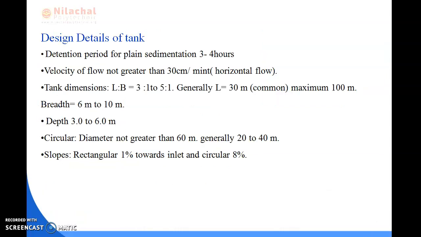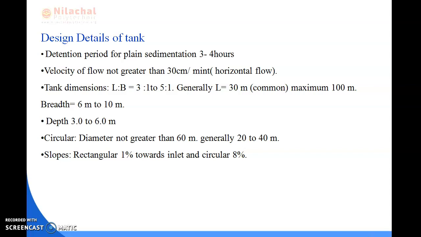Next we discussed the design details of the tank. In the design details, we discussed the detention period in the sedimentation tank, that is 3 to 4 hours, and the velocity, which will not be greater than 30 centimeter per minute. For the tank dimension, length to breadth is 3:1 to 5:1, and we will take length as 30 meter and breadth as 6 to 10 meter. And the depth of the tank we will take as 3.0 to 6.0 meter.